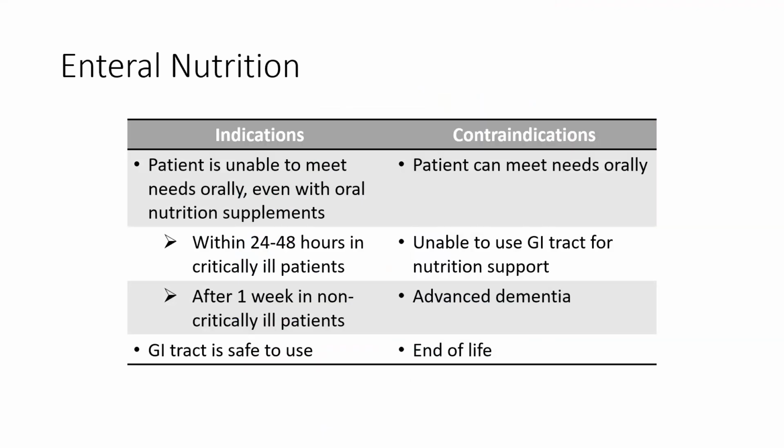Enteral nutrition can be indicated in patients who are unable to meet their needs orally, even with ONSs. Within 24 to 48 hours in critically ill patients, and after 1 week in non-critically ill patients, as long as the GI tract is working properly. Enteral nutrition is contraindicated in patients who can eat and those who are unable to use the GI tract for their nutritional needs. It's also contraindicated in advanced dementia and not recommended at the end of life.